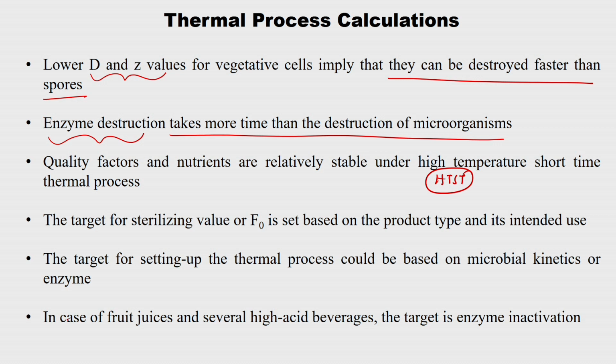And the target for sterilizing value or F naught is set based on the product type and its intended use. So, intended use is whether it is refrigerated storage or normal ambient conditions. Based on that my F naught value varies, and also on product type, whether it is a liquid or liquid with particulates. Liquid is convection only, but for liquid with particulates I need to take conduction and convection. We have also discussed heat penetration testing in a few lectures back, these concepts.